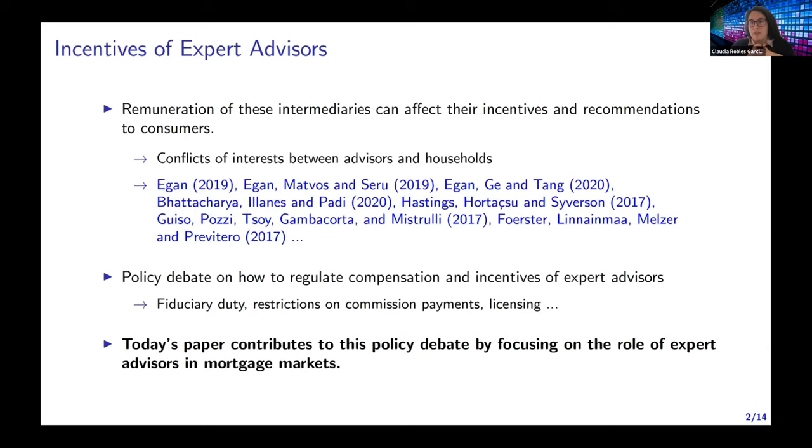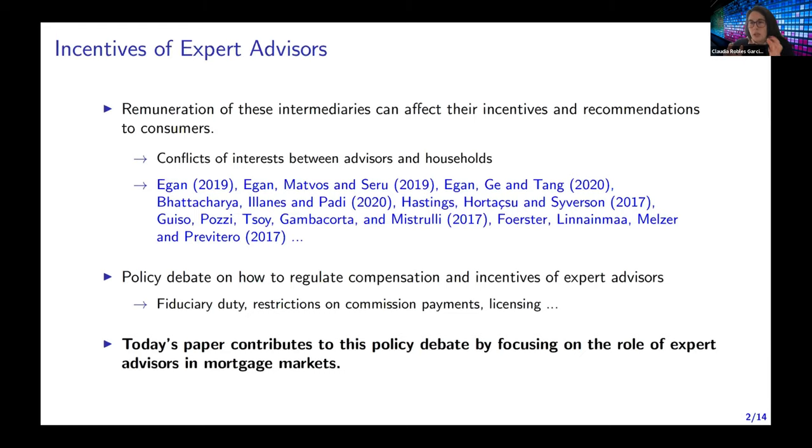There are a lot of examples of new regulations that are implemented, and some of them work out really well. Some of them are complete fiascos. So that's really good when you're thinking about a topic for your dissertation, because if you see that new regulations are coming in, that also creates sources of variation that you could use. Now, the paper that I'm going to talk to you about today essentially contributes to this policy debate by focusing on the role of these expert advisors in the context of mortgage markets.